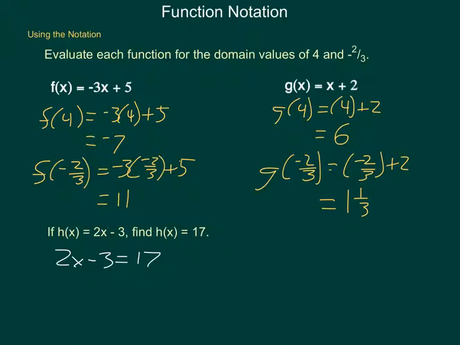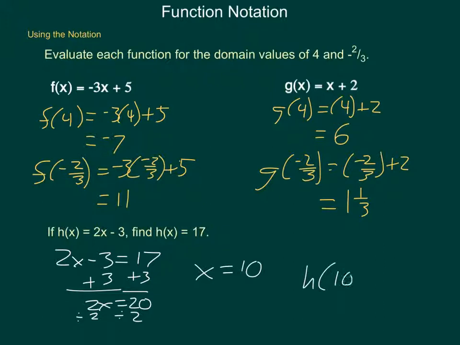Using my solving methods, I'm going to add 3 to each side. I get 2x equals 20. And then if I divide both sides by 2, I come out with x equaling 10. So I can then say h of 10 equals 17, and I have the coordinate 10, 17.